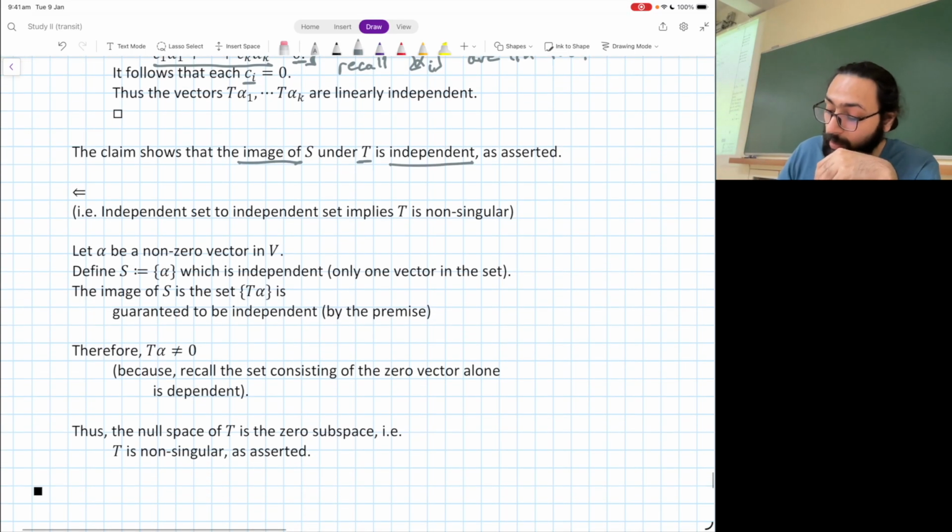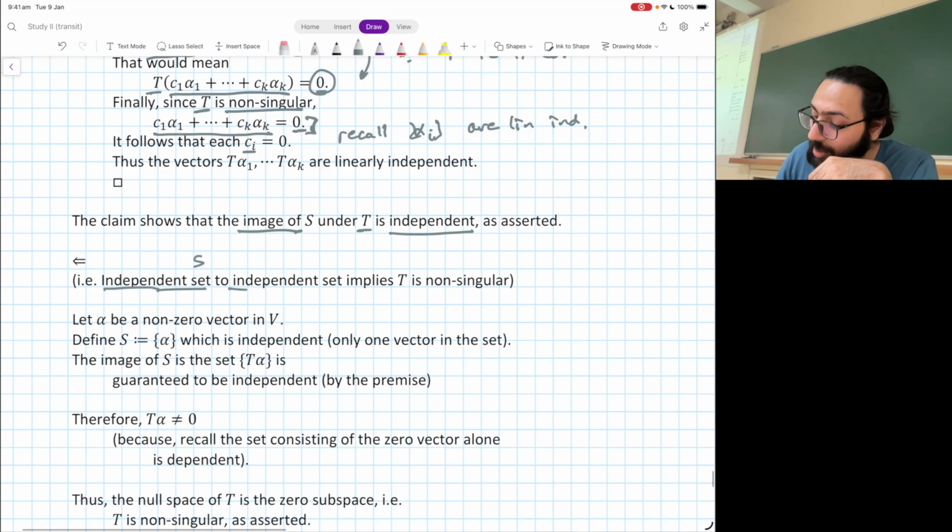Okay. Now let's do the other direction. Suppose that the independent set S is mapped to an independent set under T. This would imply that T is non-singular. Let's see how to prove this.